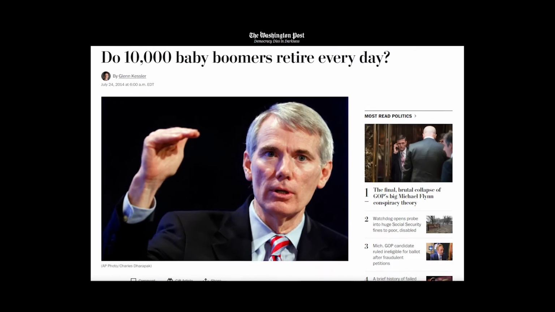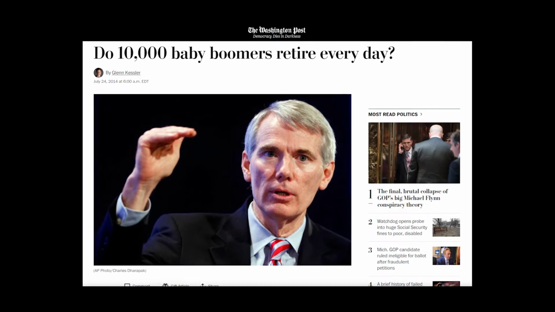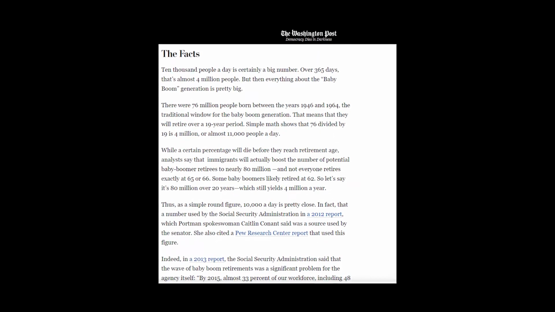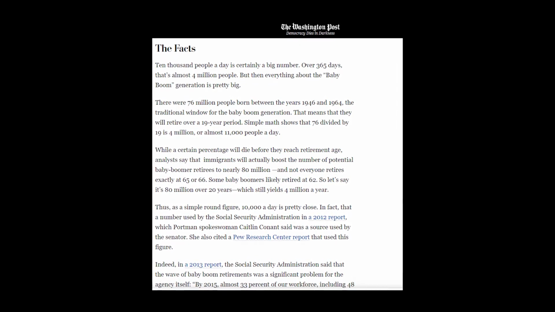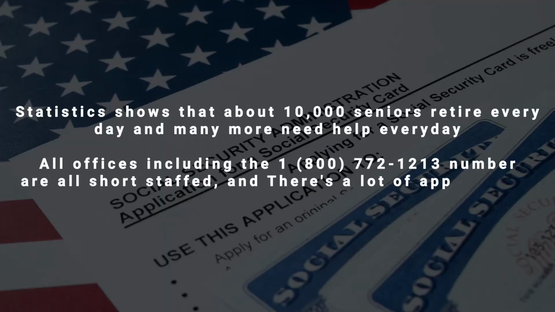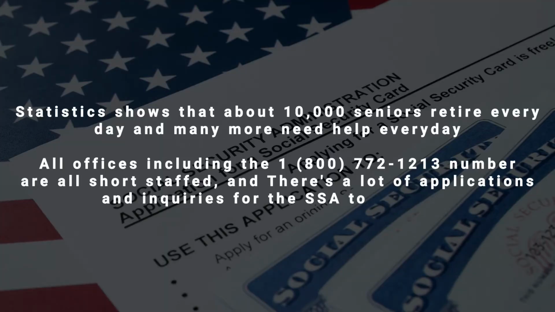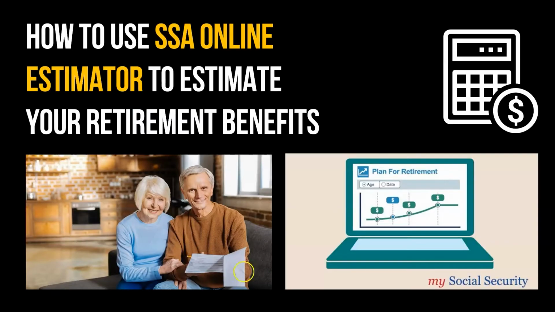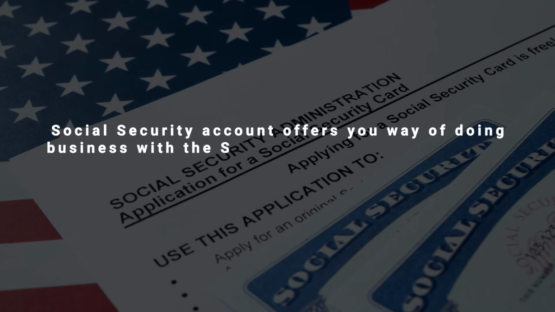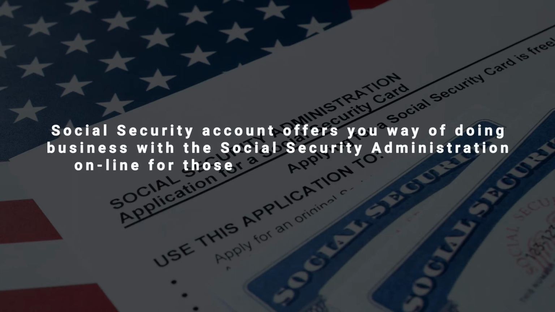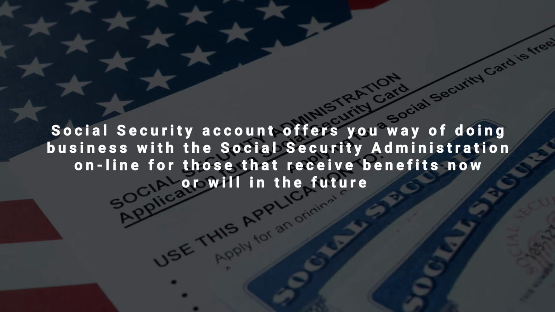Now, statistics show that about 10,000 seniors retire every day and many more need help every day. All offices, including the 1-800 number, which is a national number that you know, are currently short-staffed, and there are a lot of applications and inquiries for the SSA to process. So anytime you want to do business, your Social Security Online Account offers you a way of doing business with the Social Security Administration online, for those who receive benefits now or will in the future.